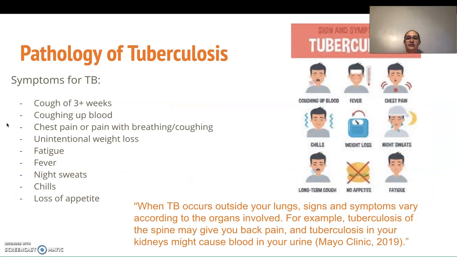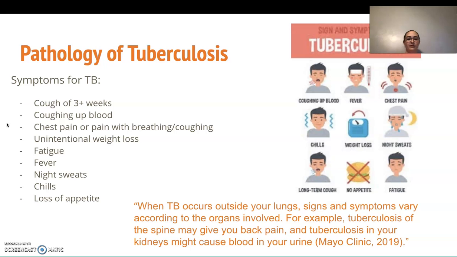The symptoms for TB, which will only occur if you have active TB, are a cough for 3 or more weeks, coughing up blood, chest pain or pain with breathing or coughing, unintentional weight loss, fatigue, fever, night sweats, chills, and loss of appetite.